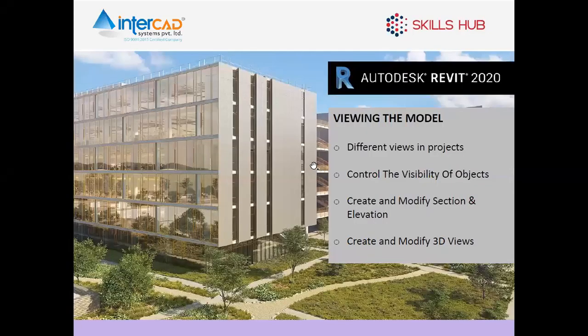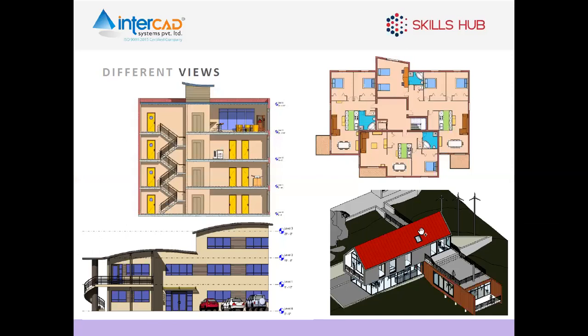Okay, then viewing the model. Actually, the system itself has different views. How to control the visibility. Then how do we get into different models. Then how to generate the section and elevation view. Then how to generate the different 3D views with the help of a camera. The software itself has only one 3D view.